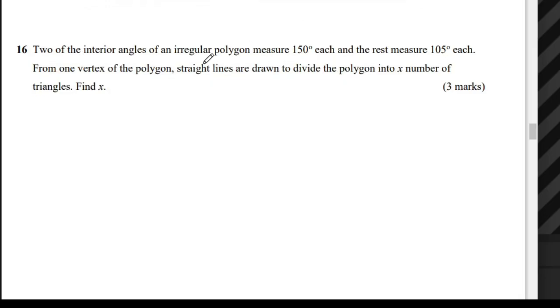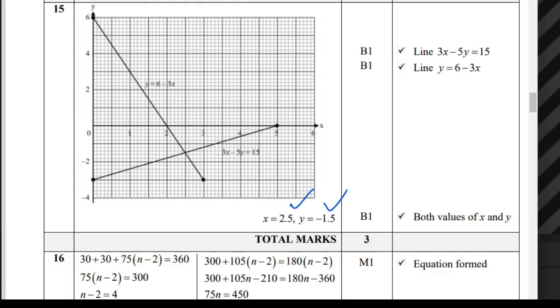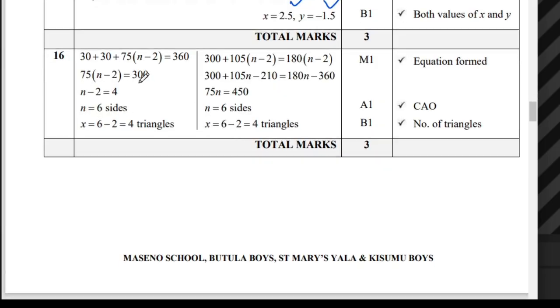Two interior angles of a regular polygon is 150 each. This for the vertex is this. Find the value of X. That is nice. We have been done here in 2 ways. And the value of X. Value X is number of triangles. Number of triangles in an n-sided polygon is n minus 2. So if the sides were 6, the number of triangles will be 4.